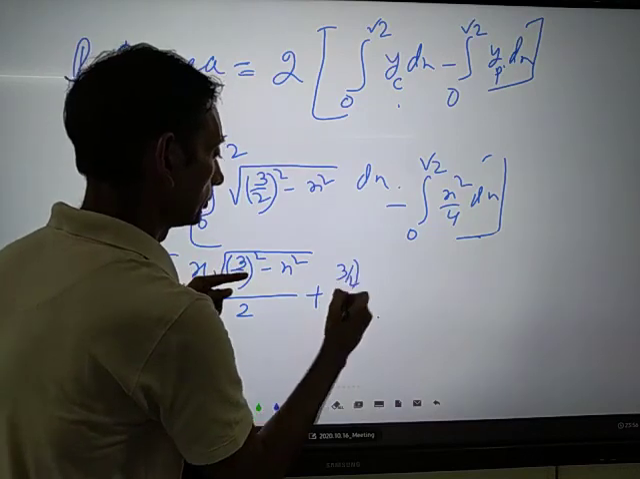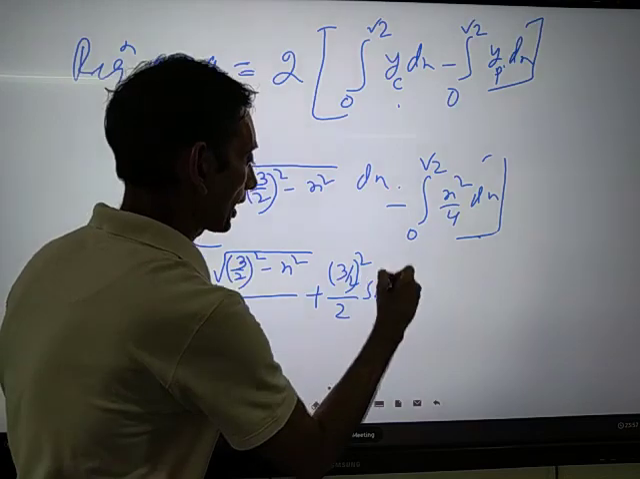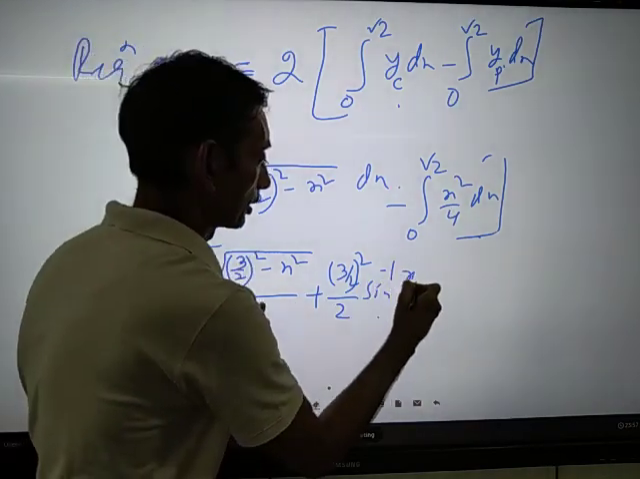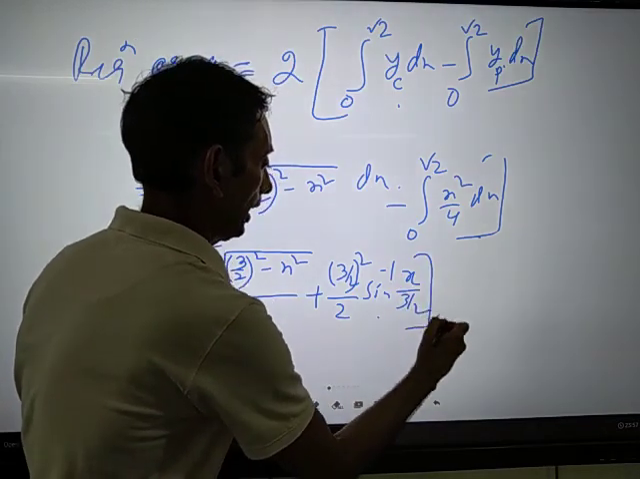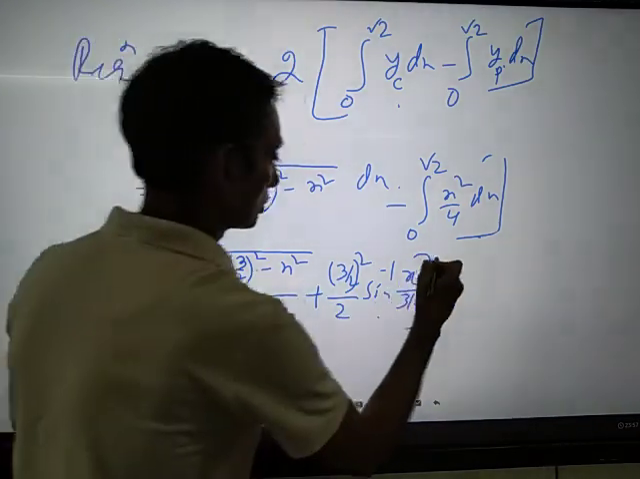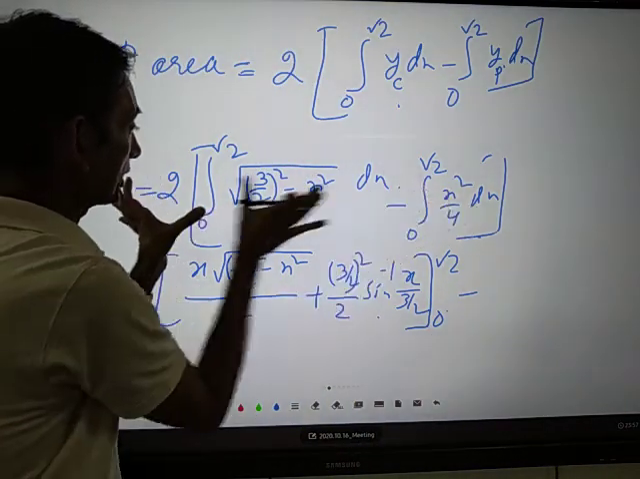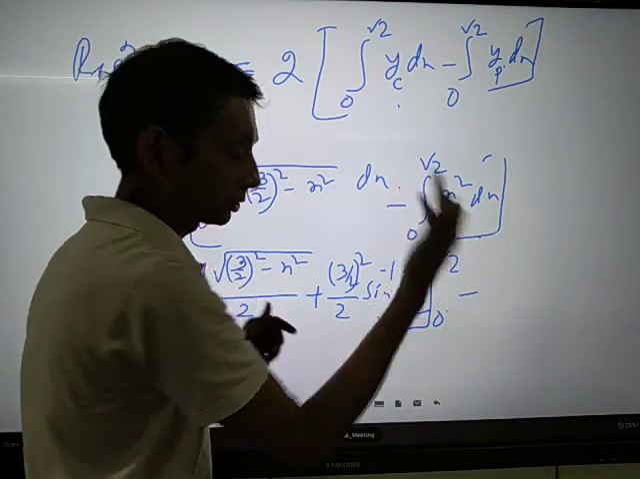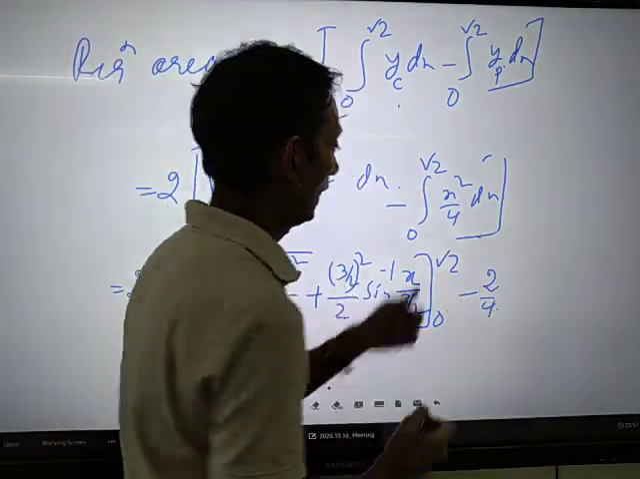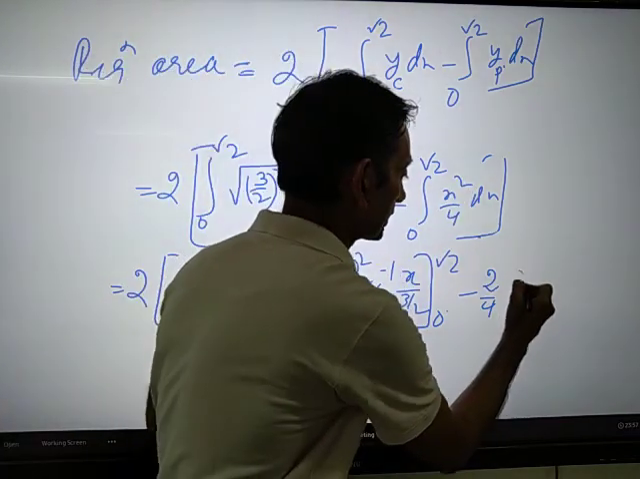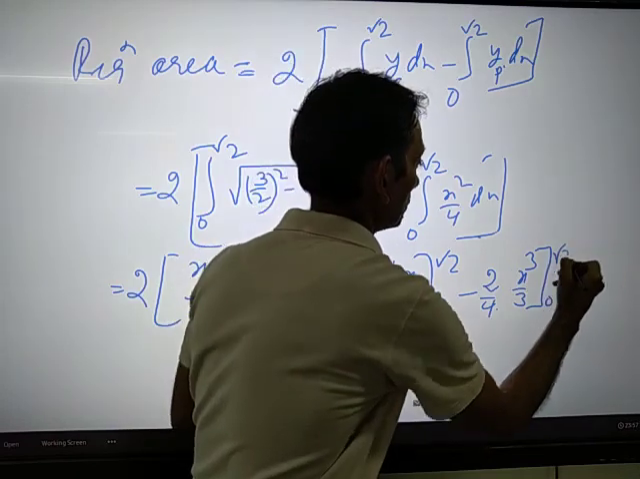3 by 2, a square by 2 sine inverse x by a, where x by a is 3 by 2. That's done. And we'll just put the limit 0 to root 2 minus. And remember, this term is multiplied by 2, so its second term also you need to multiply by 2. So it's 4 is there, so we can write 2 by 4. And we'll integrate x square, integration is x cube by 3, right? So it's 0 to root 2.